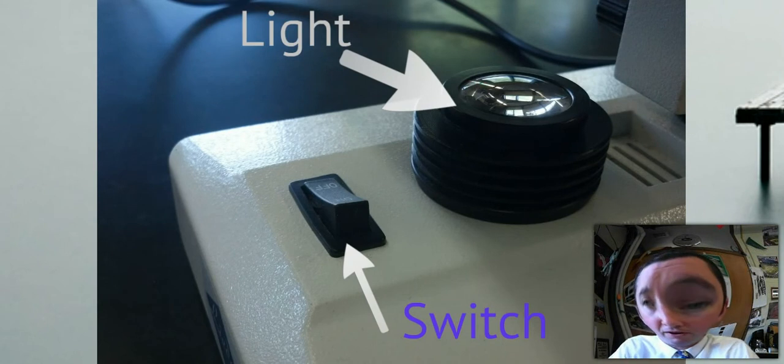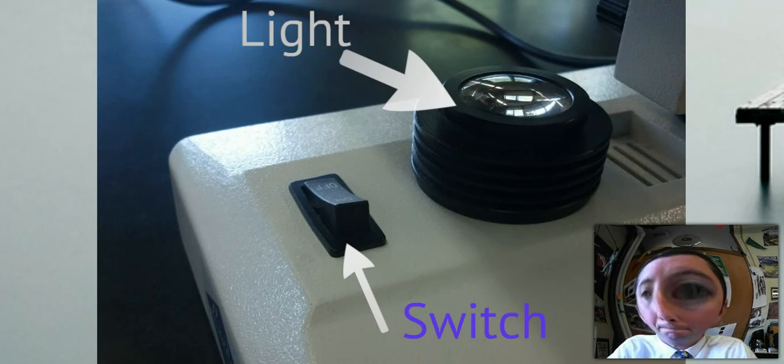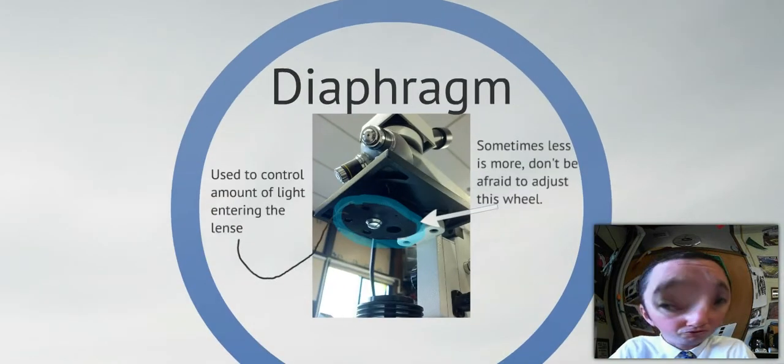Now, some other basic parts. The light and the switch. Word of caution, when you first turn the microscope on, it's going to take some time for the bulb to light up. It's a fluorescent, so give it a few seconds. Don't sit there and flip the on and off switch constantly waiting for it to go on.